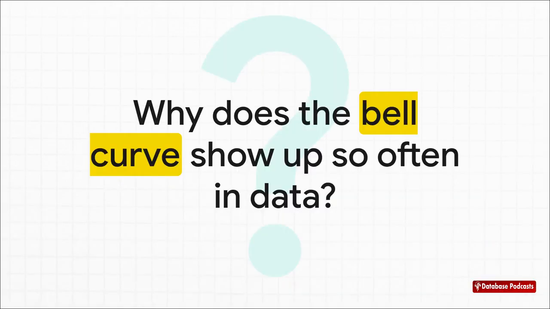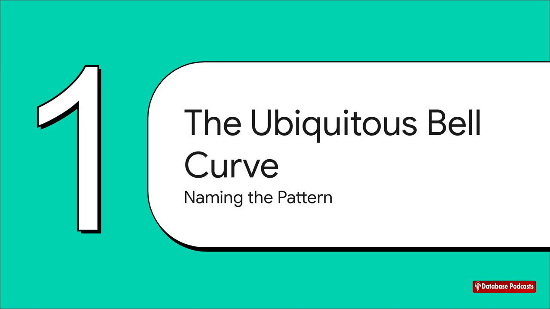So let's start with a question. You've seen this shape before, right? Of course you have. The classic bell curve. It just pops up everywhere, in test scores, people's heights, even tiny measurement errors in a lab. It's kind of weird when you think about it. Why does so much of the messy, random data in the world seem to line up and follow this one simple, elegant shape?